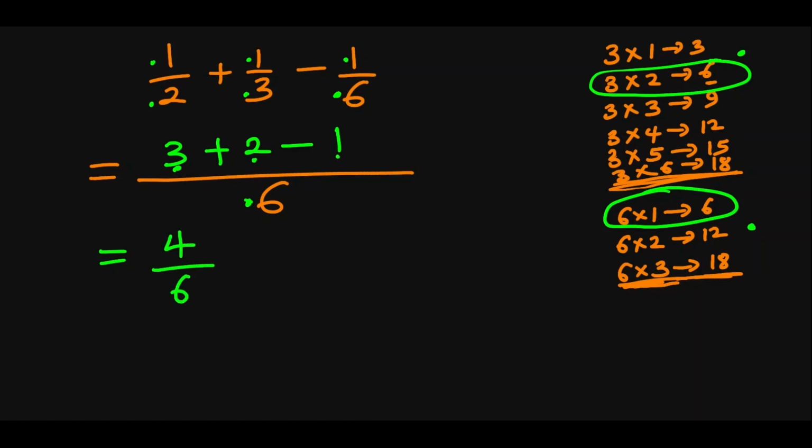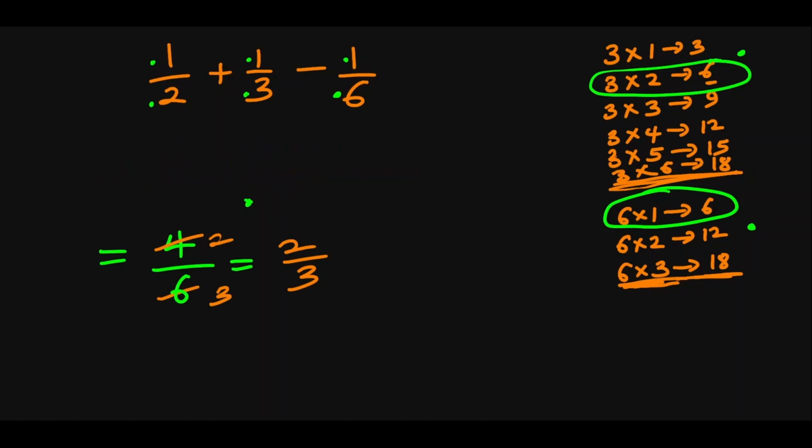So 4 over 6. If we simplify this, 2 into 4 is 2, 2 into 6 is 3. So this gives us 2 over 3. Now let us try the second method and see if it gives us the same answer.